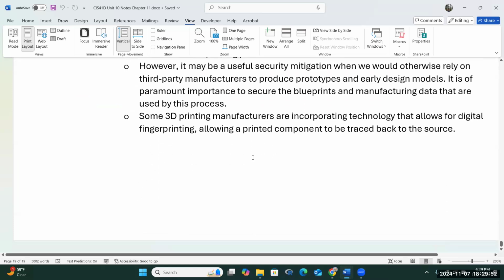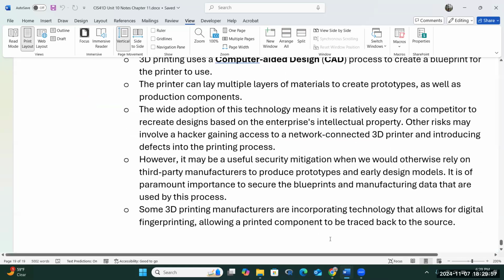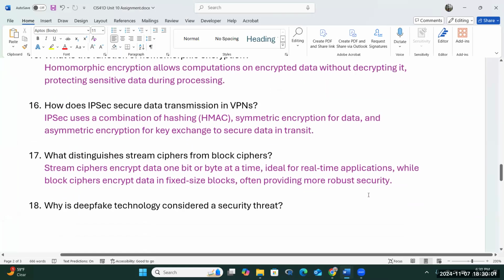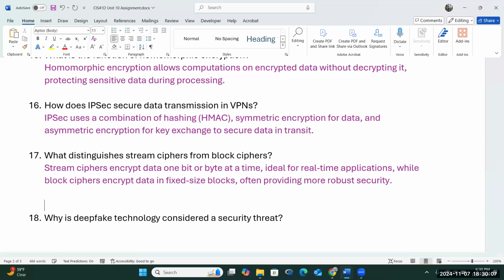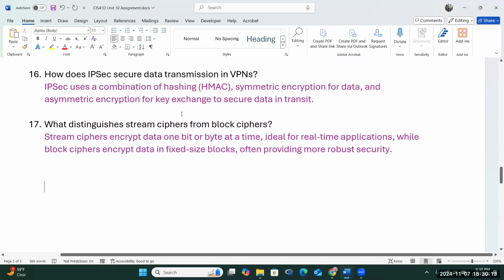But 3D printing becomes a security issue for us. Why? Because it is connected to the network. It can be pre-scheduled and preset to print. And so therefore it becomes a problem, right? When we say a problem, that doesn't mean that we don't use it. We just got to make sure that we secure it.